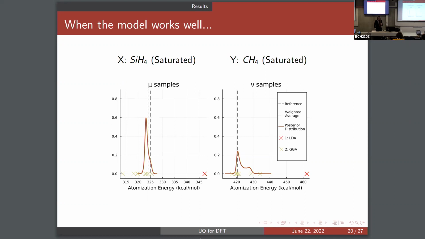It's interesting in this case to see that the peak of the posterior distribution for x is not exactly on the reference value, given that this value is known to the model. And this is because we allow some variance for the reference. So it is swayed by the fact that relatively close to the reference, there's a cluster of DFT predictions that are close to each other, and that's where the peak of the posterior is located.